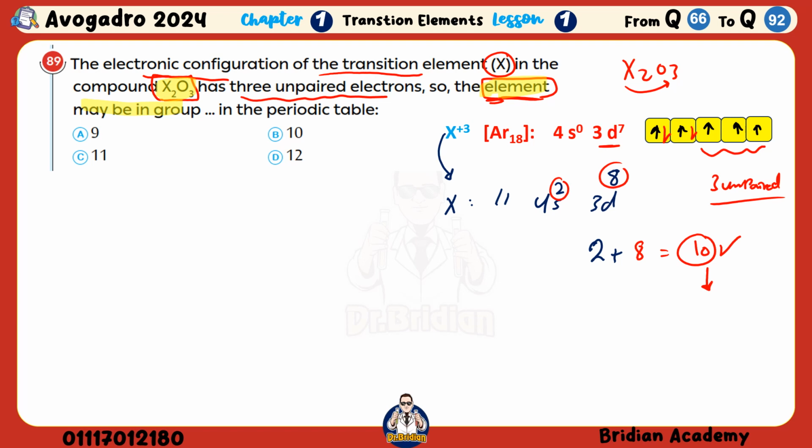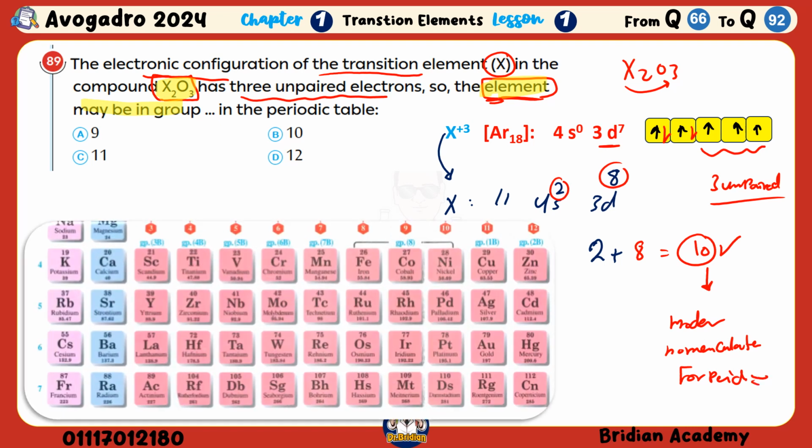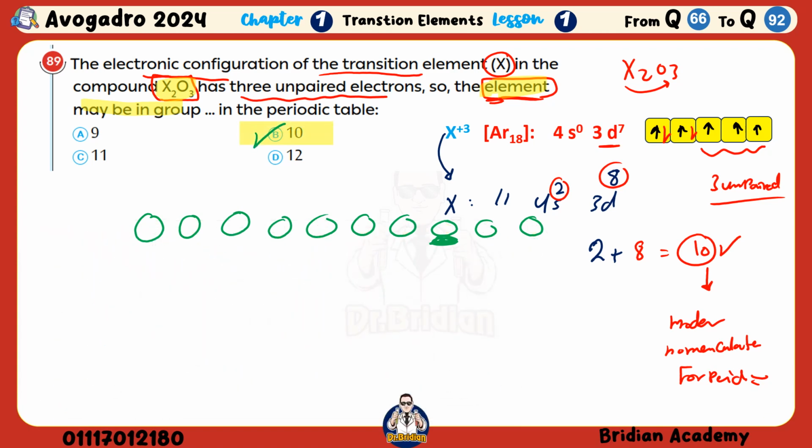This is according to the modern nomenclature for the periodic table, not the traditional one. As we see, the number at the top refers to the group according to the modern nomenclature. So nickel 28 will be in group number 10 in the periodic table. So choice B will be the correct one, group number 10.